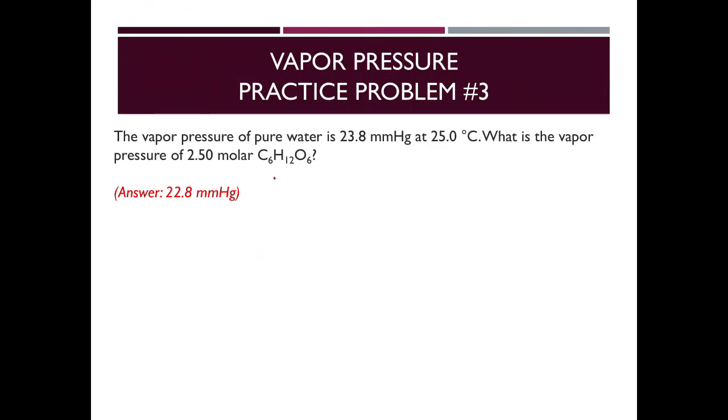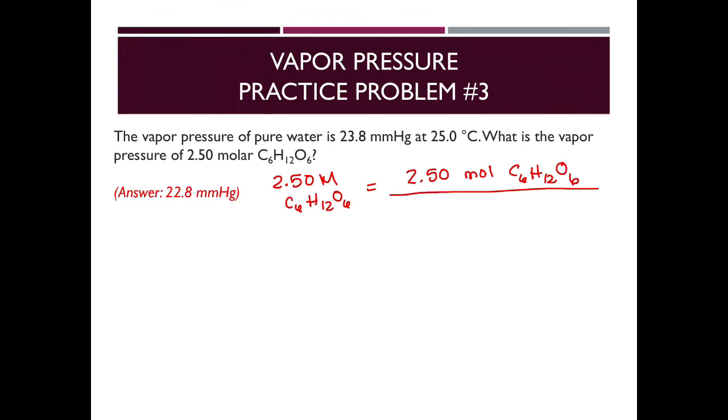First thing that we need to remember is that if we have 2.50 molar C6H12O6, that means we have 2.50 moles of C6H12O6 over 1 liter, essentially, of water. I should have put something here like, assume the volume of the solution is the same as the volume of water, right? Because otherwise it's not super fair.